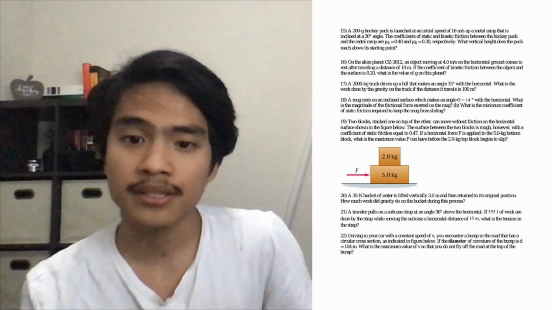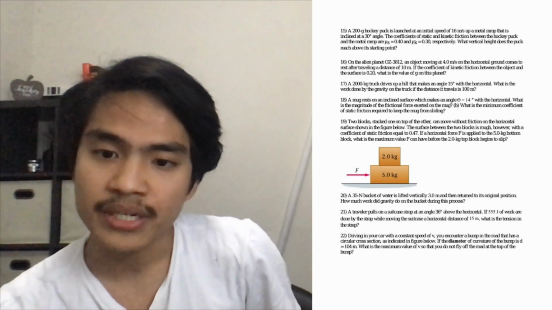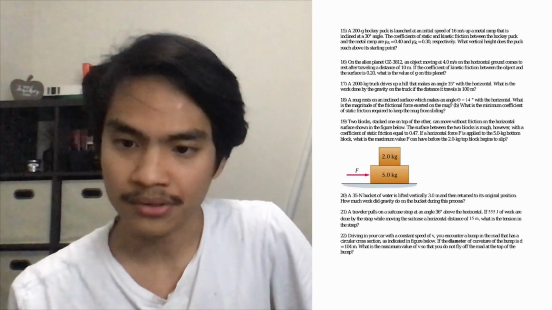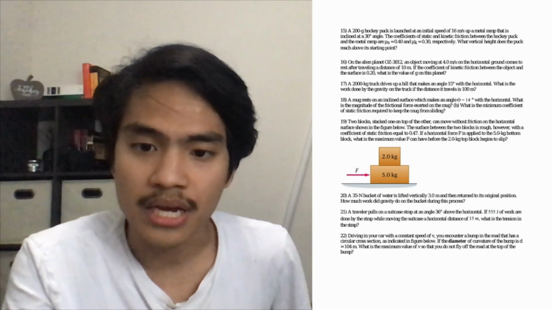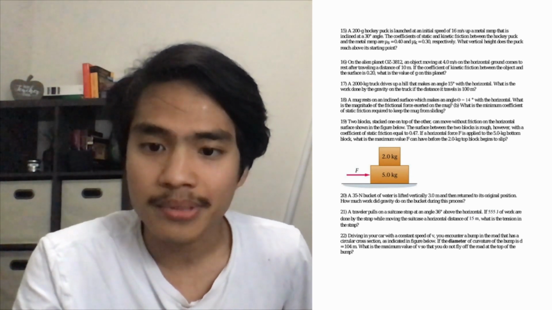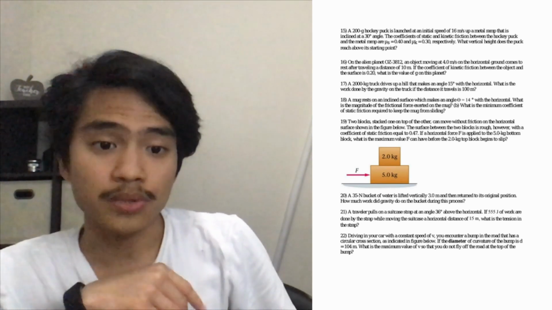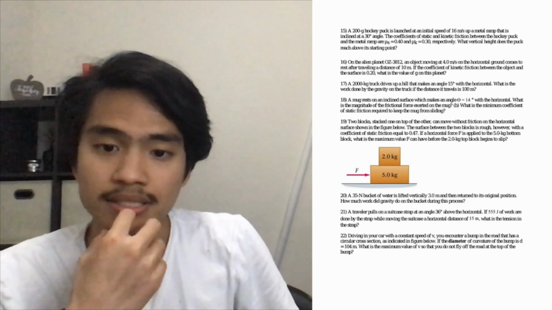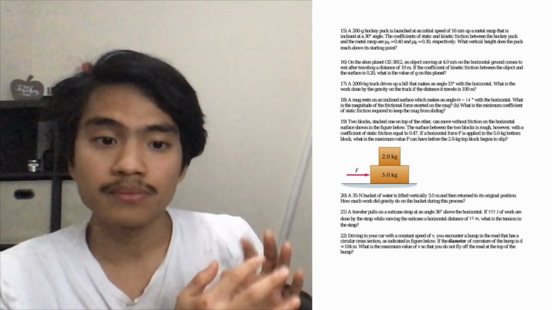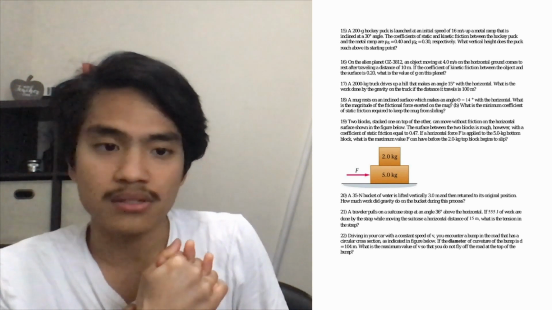Okay, so now let's read number 20. A 35 Newton bucket of water is lifted vertically 3 meters and then returned to its original position. How much work did gravity do on the bucket during this process? Now, because it was lifted and then returned to its original position, the work is 0. So that's just something to remember. If something returns to its original place and you're asked how much work in total has happened, the answer is always 0.